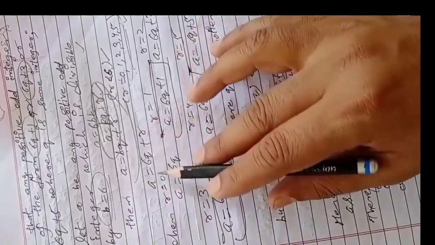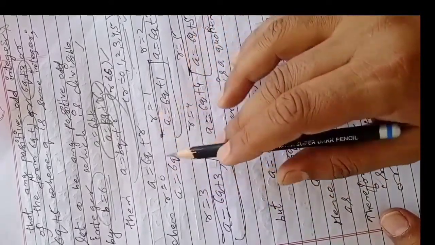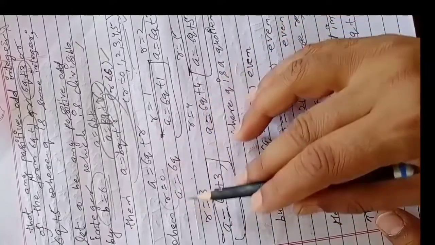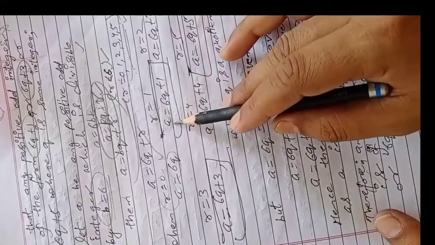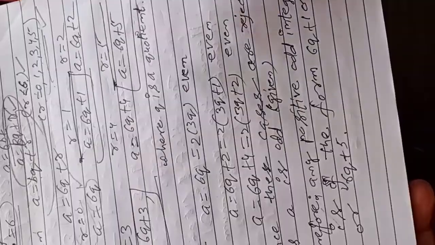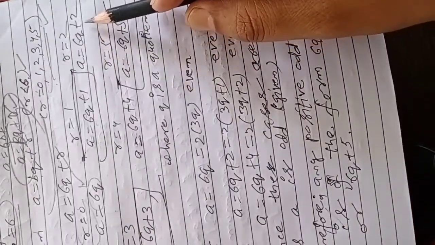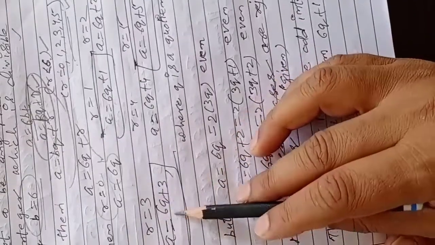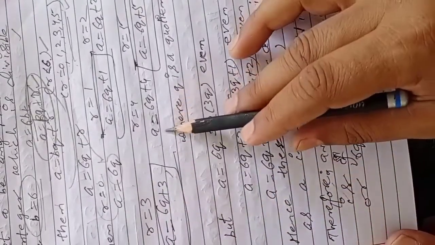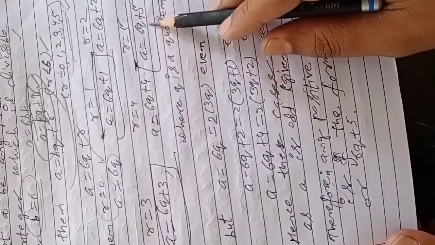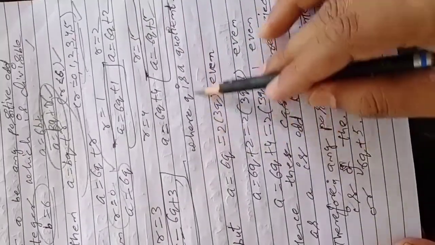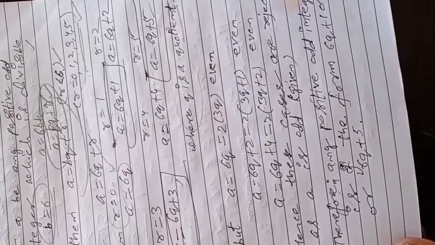So according to this, a is equal to 6q plus r. What is coming when r is equal to 0? a is equal to 6q is coming, because r is 0 here. r is equal to 1, a is equal to 6q plus 1 is coming. r is equal to 2, a is equal to 6q plus 2 is coming. When r is equal to 3, a is equal to 6q plus 3 is coming. When r is equal to 4, a is equal to 6q plus 4 is coming. When r is equal to 5, a is equal to 6q plus 5 is coming. Where q is any quotient.